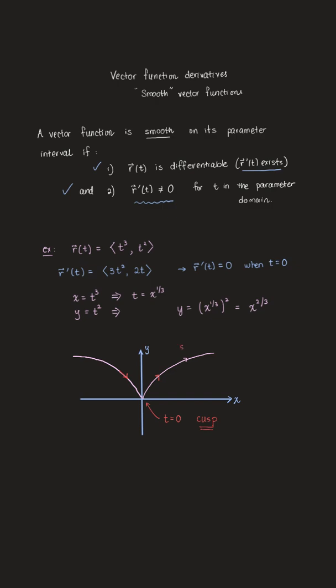So the vector function is smooth here. It is smooth here, but it is not smooth when t is 0. So we call this particular vector function piecewise smooth. We're going to be primarily working with functions that are smooth on their entire parameter domain.